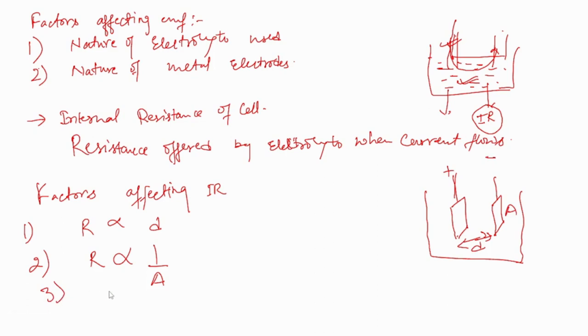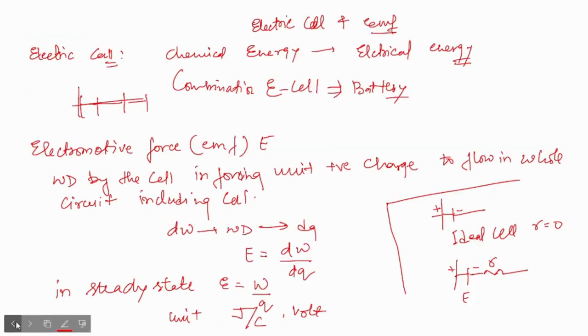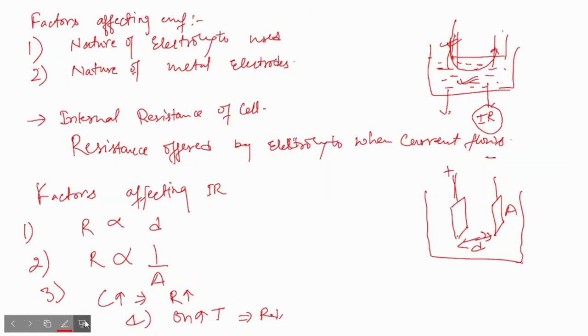One more factor: as concentration increases, your internal resistance will also increase. And the fourth factor is that on increasing temperature, your internal resistance is going to decrease. Why so? Because there will be a decrease in viscosity of the electrolyte used in the electric cell. So these are the factors which affect the internal resistance of a cell. I hope you have understood this. From the next video, we'll be studying about the terminal potential difference and charging of it. Thank you.